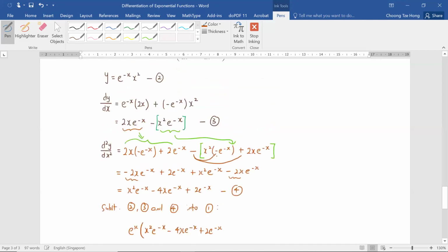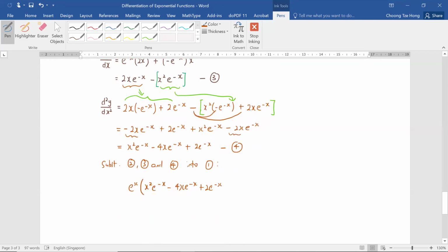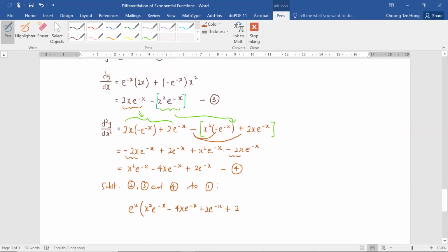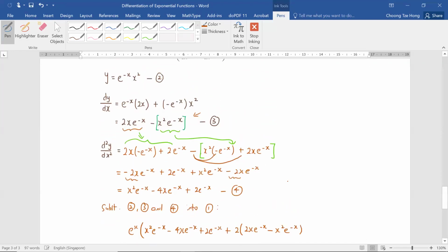Plus 2 times dy dx, plus y. So dy dx is over here, on top, this one, 2 times dy dx, so 2x e to the power of negative x minus x squared e to the power of x, right? Then after that, finally plus y. Y is just e to the power of negative x, x squared, right? Then it will be equal to k.